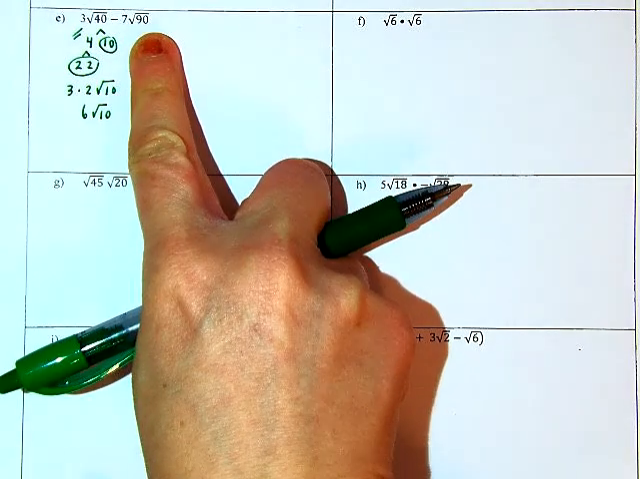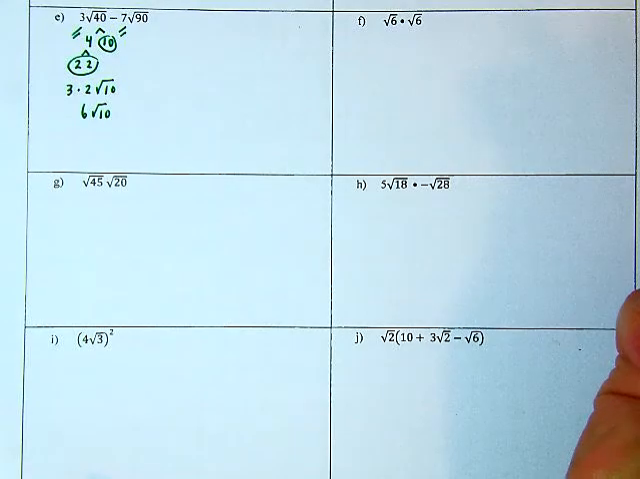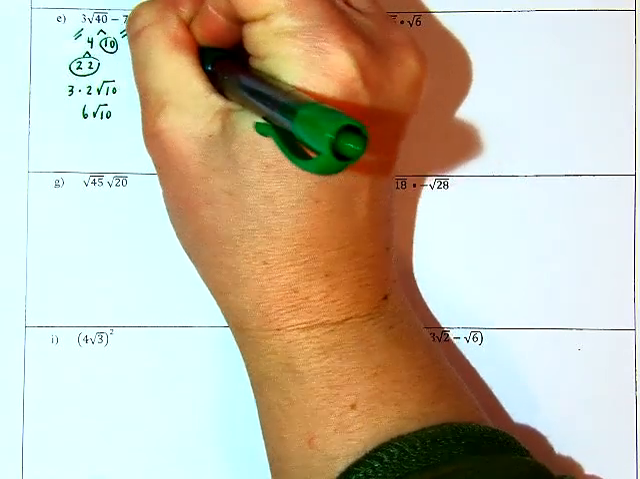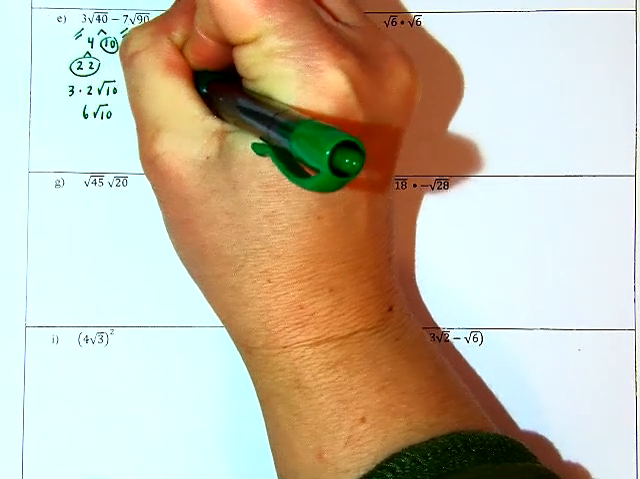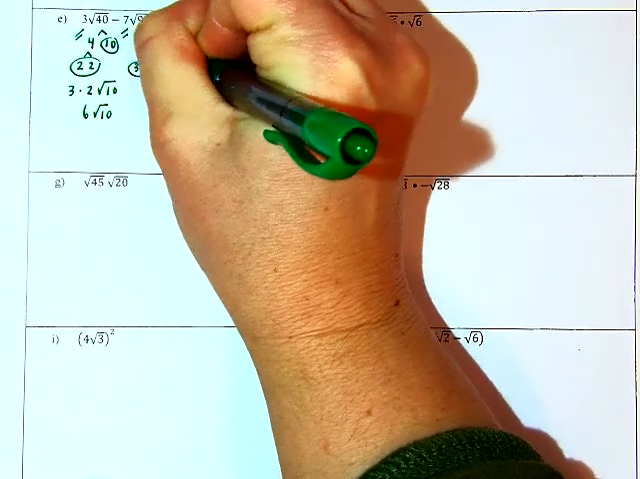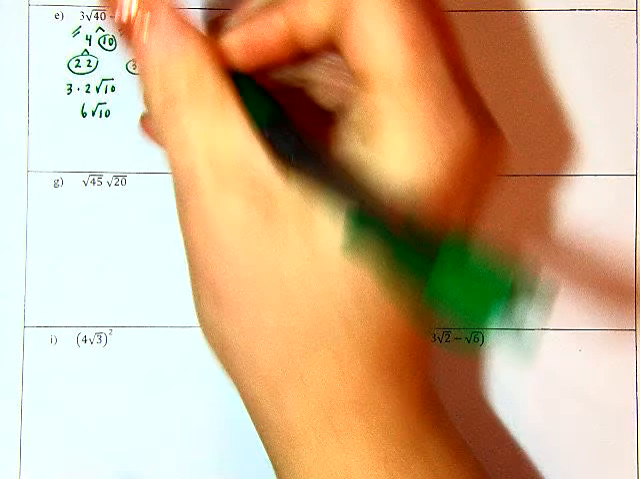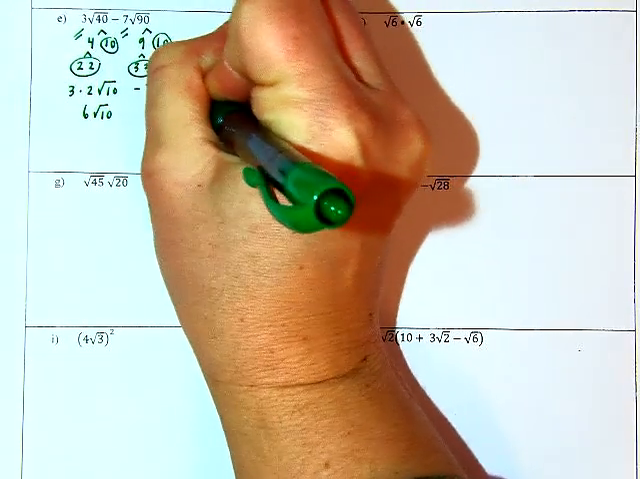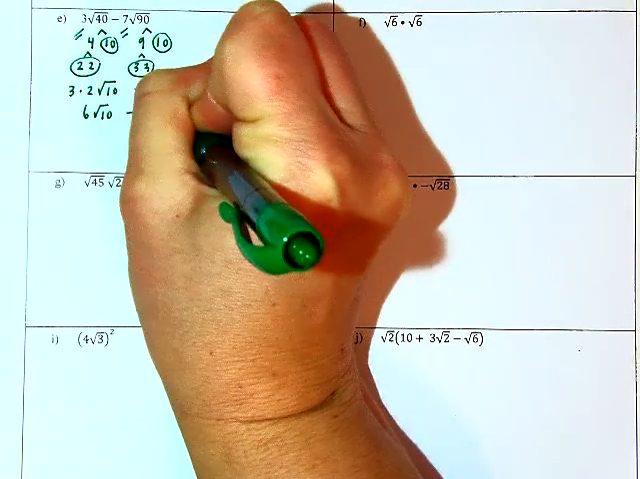And then I look over at the second one. I'm going to underline that negative 7 so I don't forget about it. And then 90, I know that's 9 times 10. So 9 gives me that pair of 3s, and that 10, even though it's a 5 and a 2, it's not going to give me a pair of the same thing. So I really have negative 7 times 3 root 10. So negative 21 root 10.